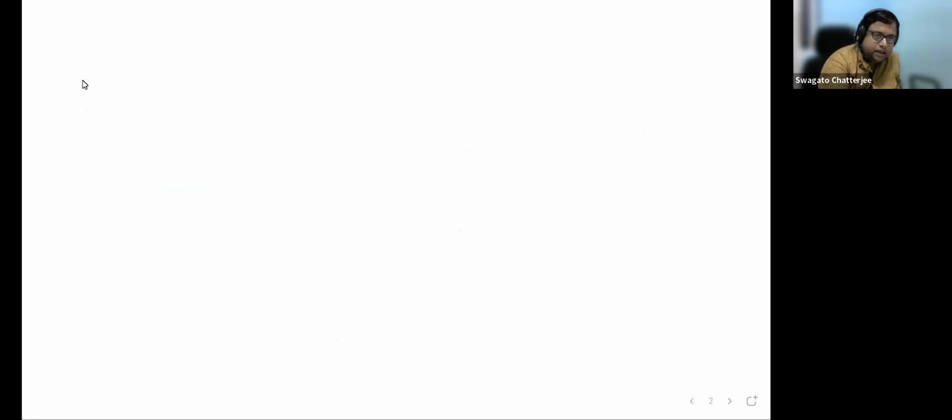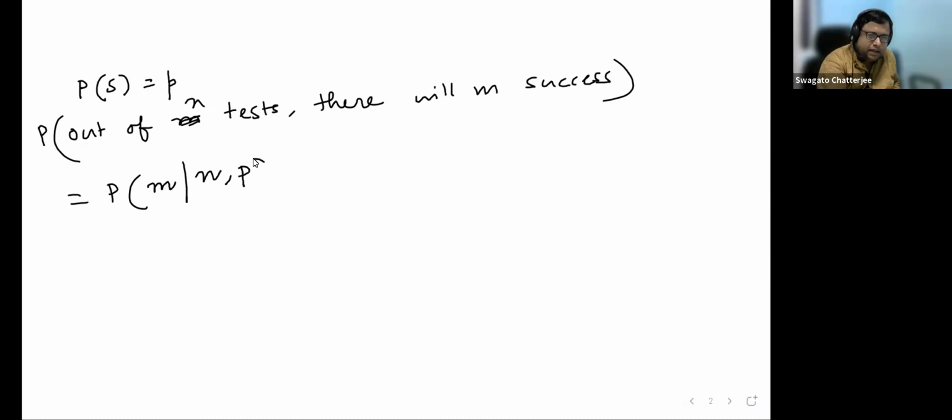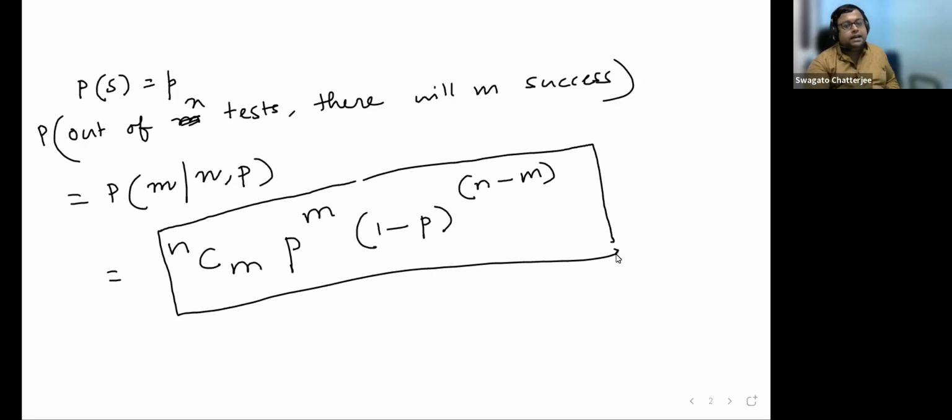So, if I try to write this in normal mathematical terms, what I'm trying to say is that when the probability of success is P, out of N number of tests, there will be M successes. The probability of that, we call it probability of M given N and P, is NCM, that is 10C7, then 0.8 to the power 7, and then (1 minus P), which is 0.2, to the power 10 minus 7.